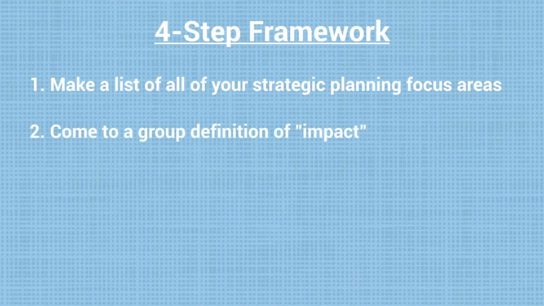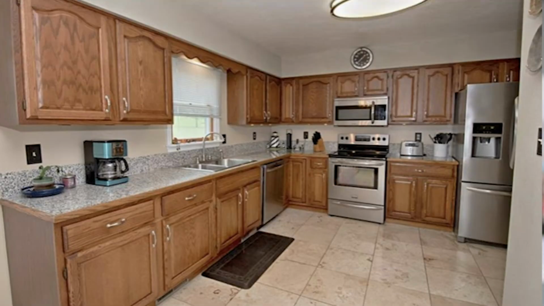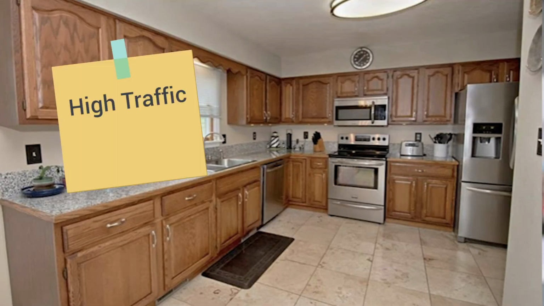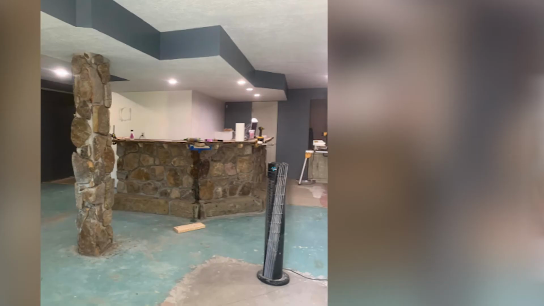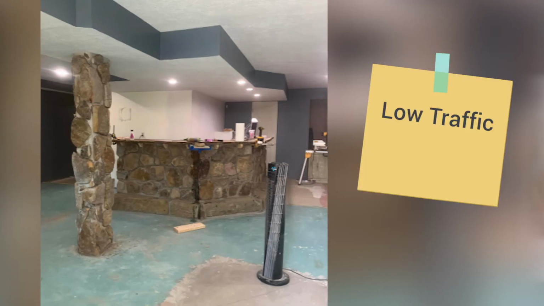Second, come to a group definition for the term impact. How your team defines impact depends a lot on context. For a home improvement project, one might note that a kitchen is a high traffic area, therefore having high impact value. Whereas a basement is mostly a seasonal room that's bookended by the start and end of football season.